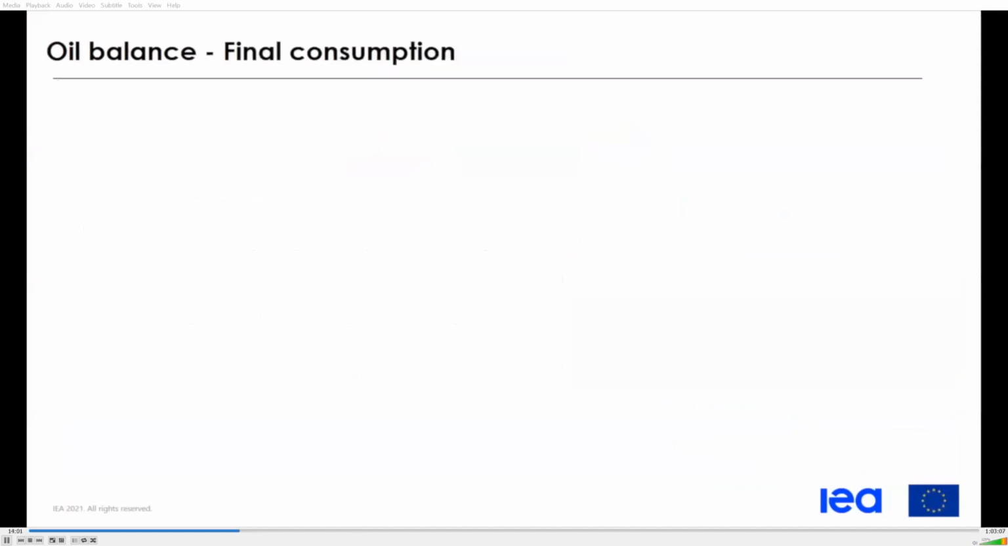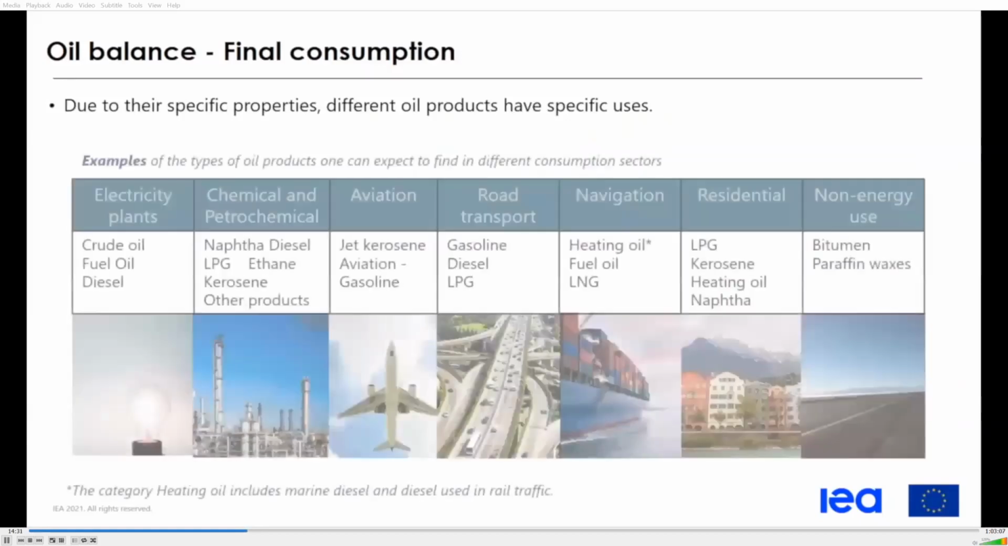Now, if we discuss the final consumption of those oil products, as I told you, those products have specific physical and chemical properties, and for this reason, we expect them to have a specific use, specific final consumption sectors in which we expect them to be. Of course, there can be exceptions in some countries, in some cases, but in that case, they need to be documented and explained in your statistics.